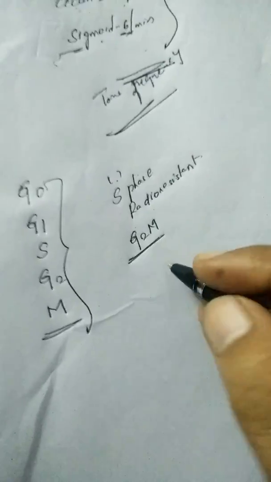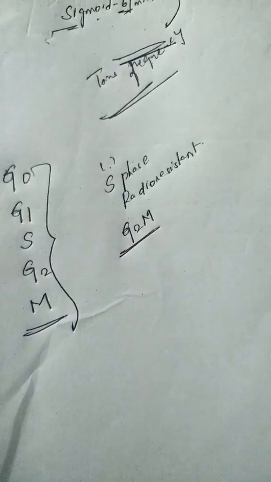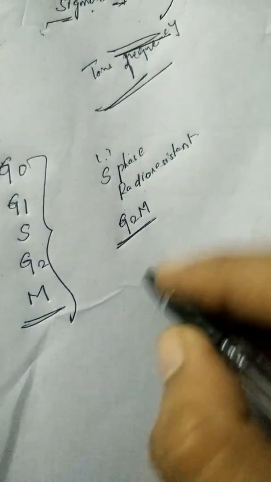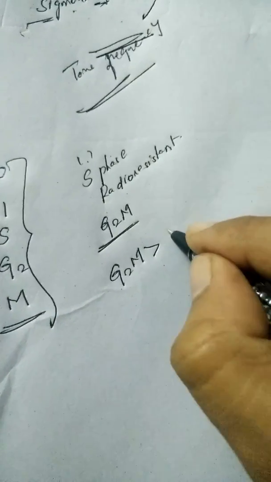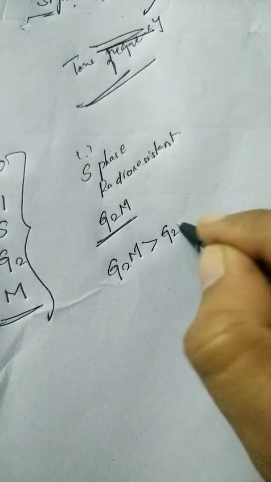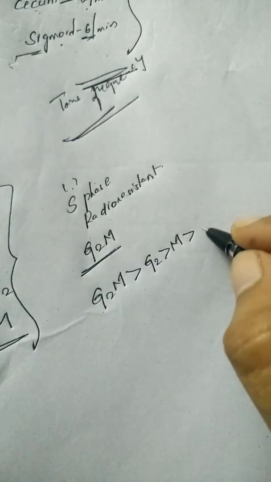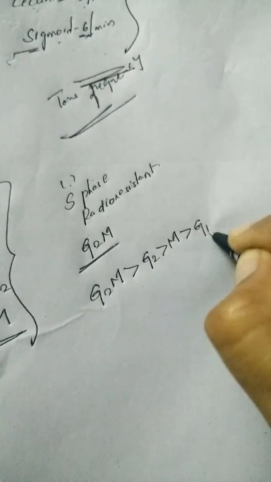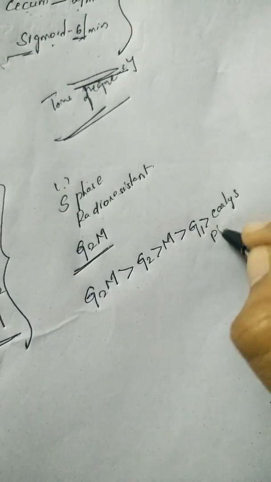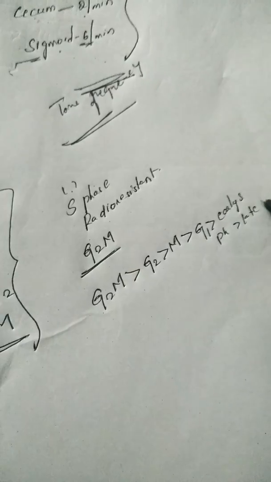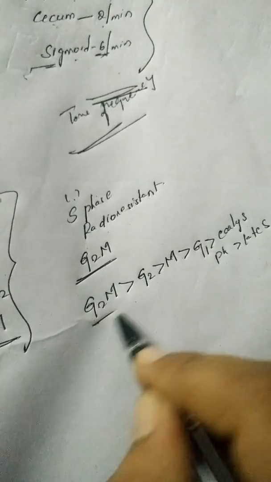Now I am going to give the sequence of the cell cycle in descending order of radio sensitivity. G2M is most radio sensitive. It is greater than G2, greater than M, greater than G1, greater than early S phase and late S phase. Now you can give the answer: the most radio sensitive phase of the cell cycle is G2M.